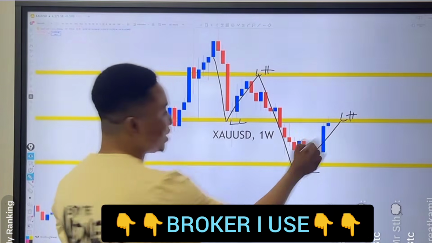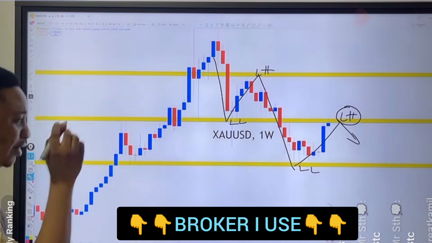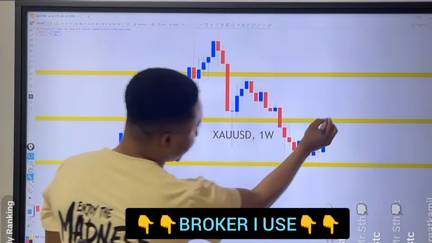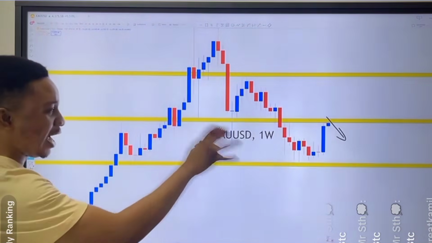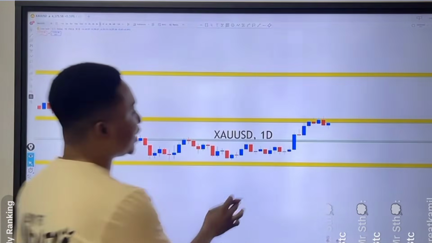Price is definitely going to see sell pressure from the lower high to the downside, and if that happens, what are we going to do? We are also going to prepare for sales in that direction. So how do we sell? Let's go further to the daily time frame.